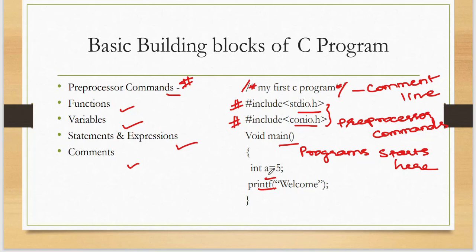So int a = 5: I am assigning the value 5 to the variable a, and printf welcome. I told the system to assign, so immediately it assigns a memory location where a is 5, and printf prints welcome. If you run it, the output will print welcome. So this is the first simple C program.